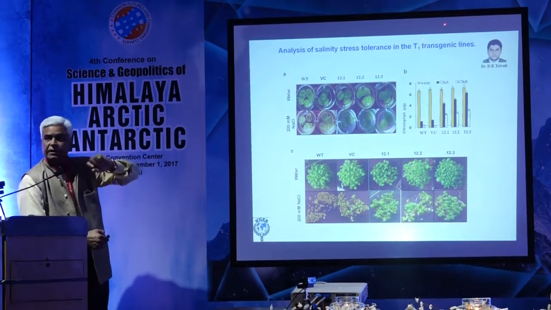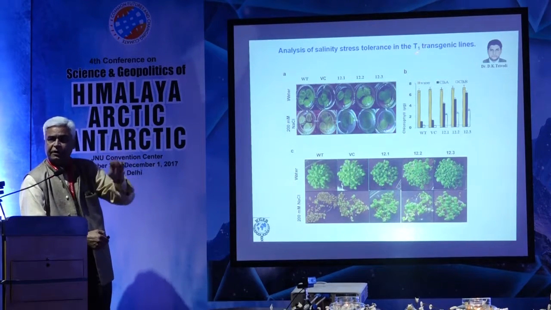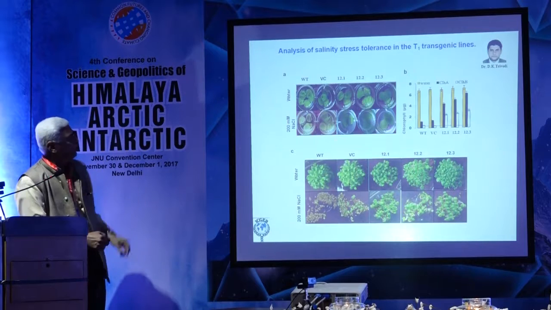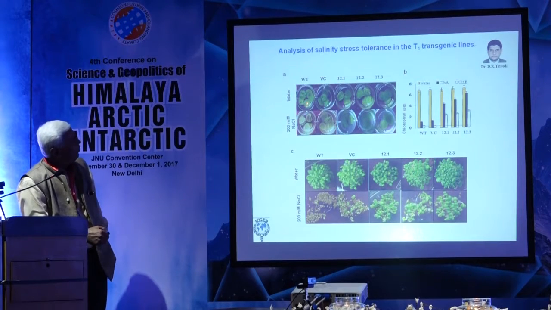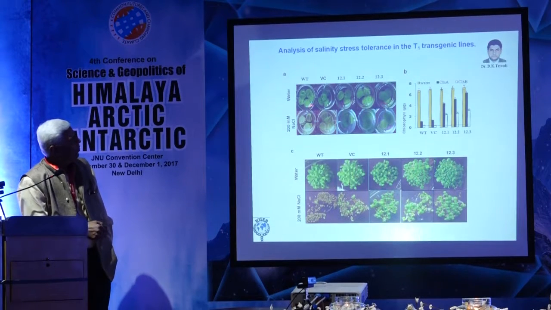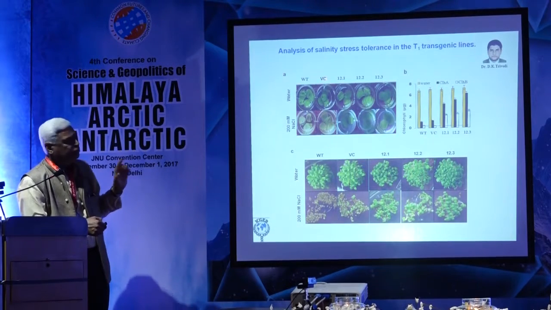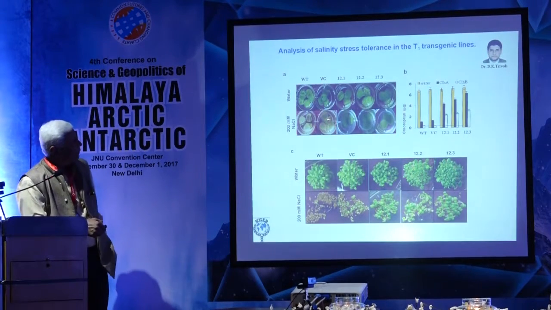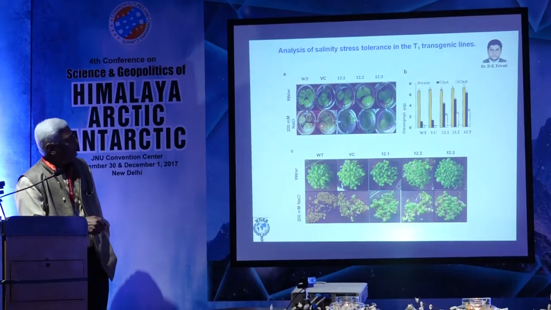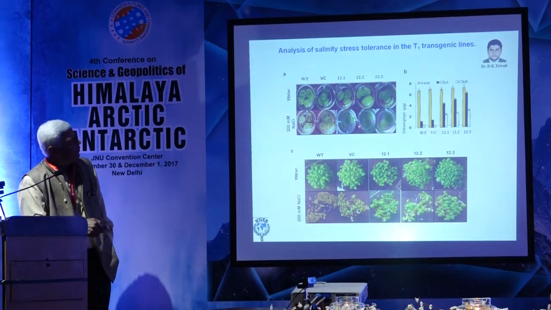You can see we have cut the leaf disc from the leaf of the transgenic or non-transgenic plant and grown it in water as well as in 200 millimolar salt solution. And you can see grown in water is a wild type plant and a vector control, which is transgenic, but does not have that gene. And you can see they are becoming yellowish here. That means they are not tolerating the salt, and the transgenic lines are tolerating the salt.